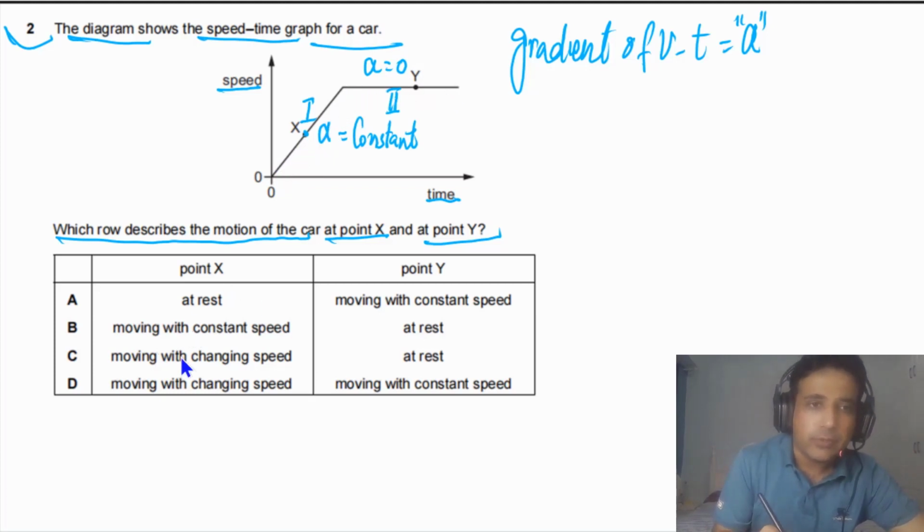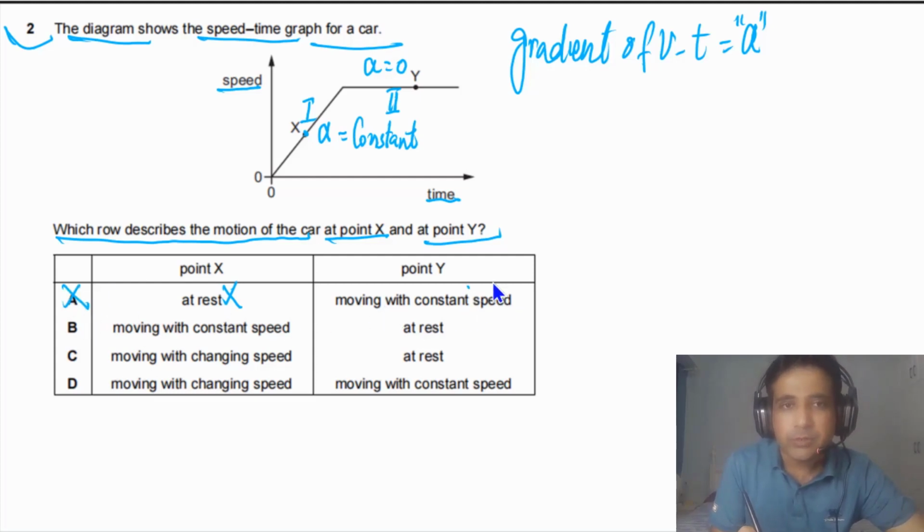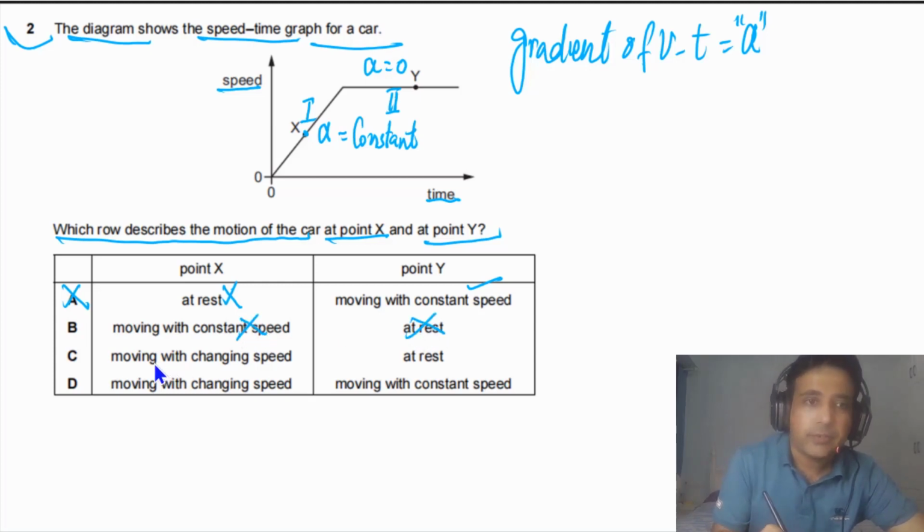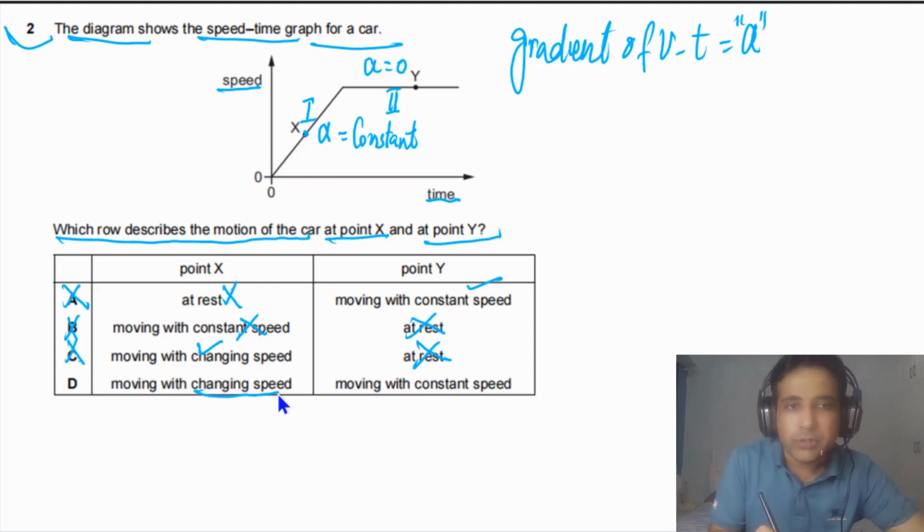So if you look at the given options, the first one is telling you at rest, so this one is incorrect. So A is not a possible answer. Moving with constant speed, this one is correct. Moving with constant speed, incorrect. At rest, incorrect. Moving with changing speed, this is correct. At rest, this is incorrect because it has constant speed. If you look at option D, B is not the answer, C is also not the answer. Moving with changing speed, this is correct. Moving with constant speed, this is also correct. So the answer for this question is D.